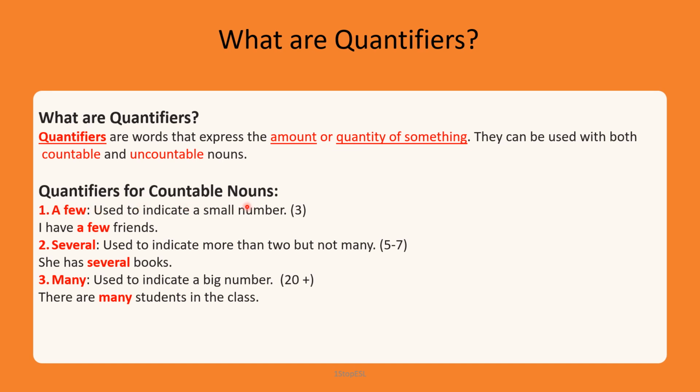Quantifiers for countable nouns. Number 1, a few. Used to indicate a small number, maybe about 3. For example, I have a few friends. Number 2, several. Used to indicate more than 2, but not many, around 5. For example, she has several books. Number 3, many. Used to indicate a big number, maybe 20 plus. Example, there are many students in the class.